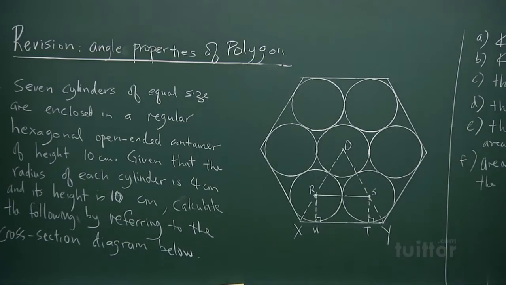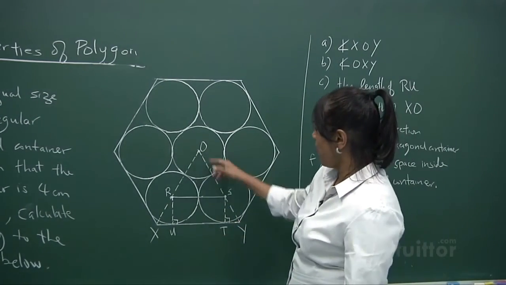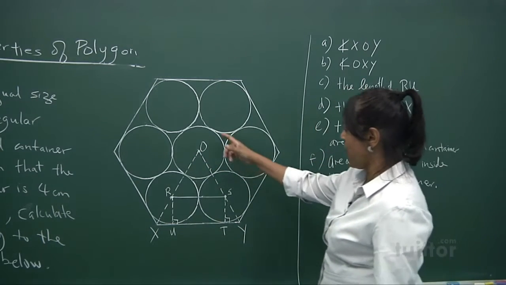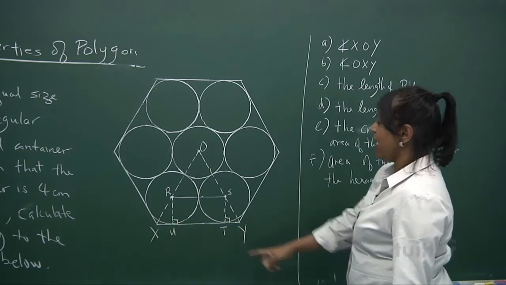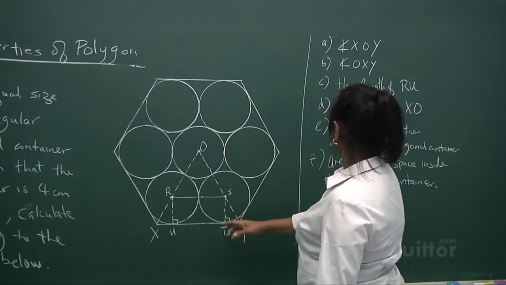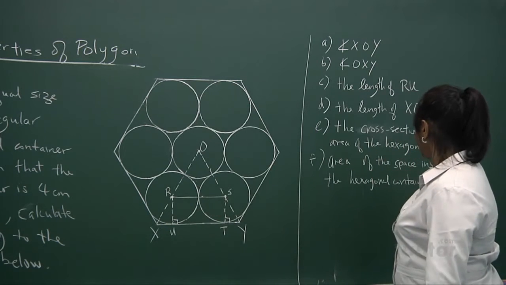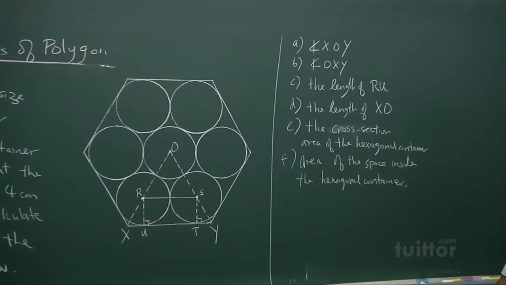This is the diagram. Angle XOY, this angle here. They want angle OXY, which is this angle. The length of RU, the length of XO. They want to find the cross-section area of the hexagonal container, and they want to find the area of the space inside the hexagonal container.